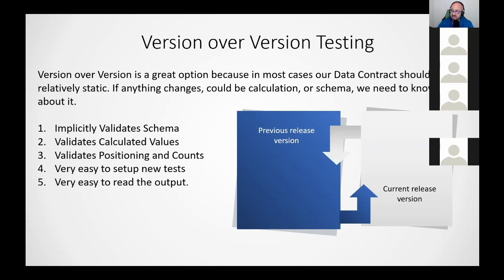It validates calculated values. It validates positioning accounts, which sometimes matters, sometimes doesn't, depending on your consumer of your API, specifically positioning. It's very easy to set up new tests, and it's very easy to read the output. So basically, we take our previous release version, we take our current release version, we compare the two together.